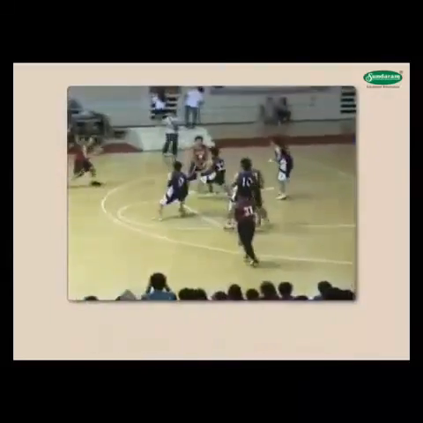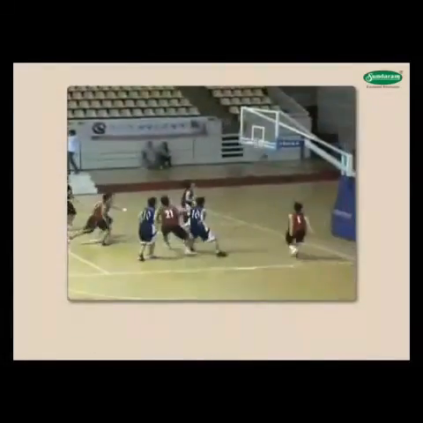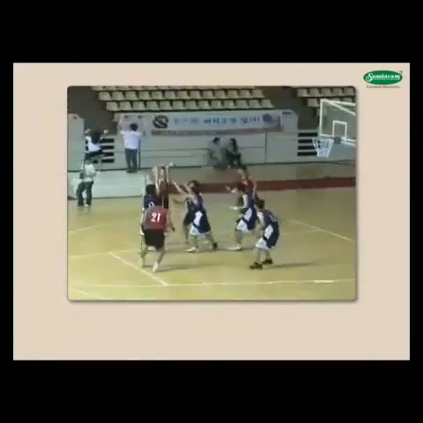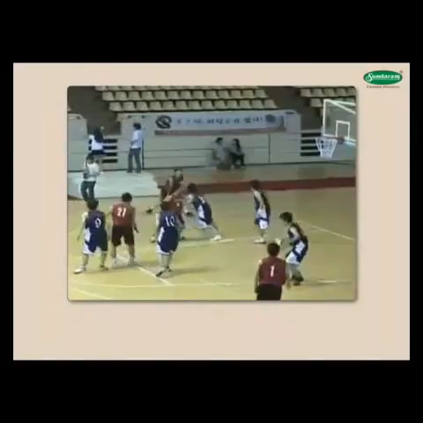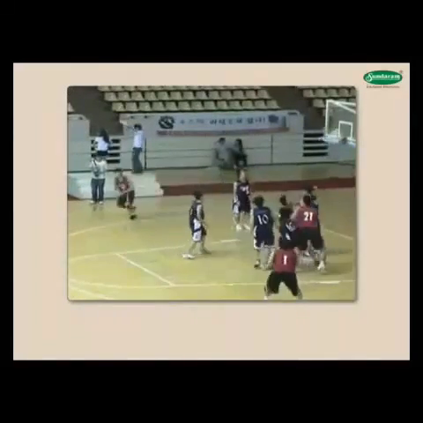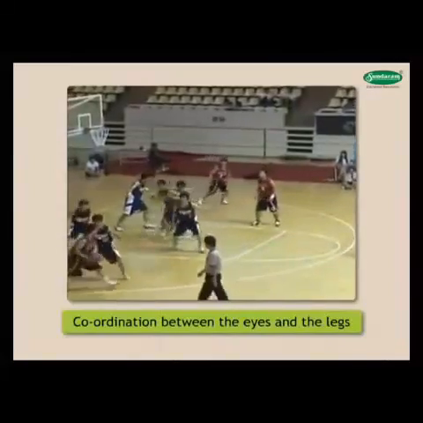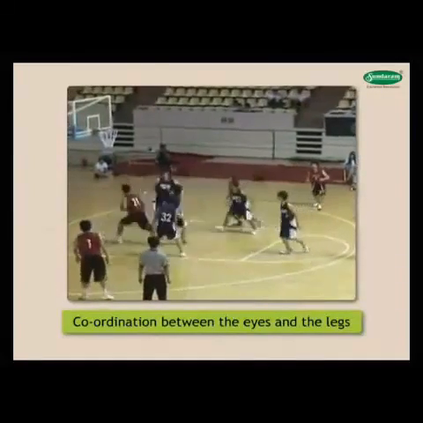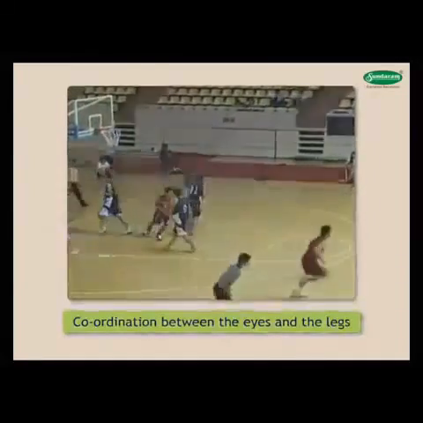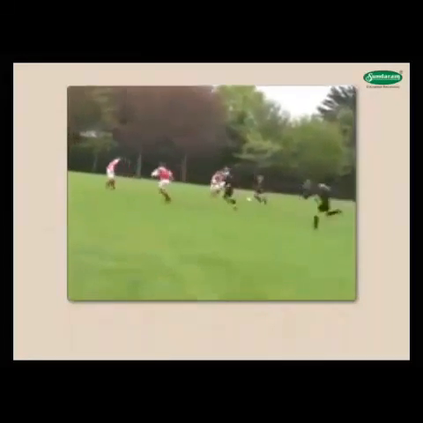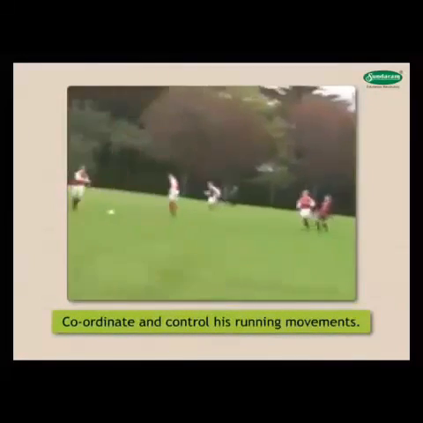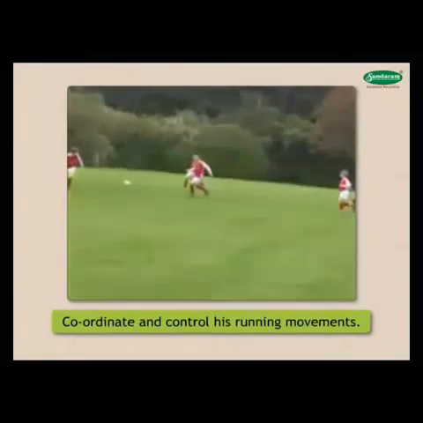Suppose an inter-house basketball match is in progress at your school's court. Enlist a few actions of the players where you observe control and coordination in their movements. There is a coordination between the eyes and the legs when a player evaluates the other player's technique. Also, a football player needs to coordinate and control his running movements.